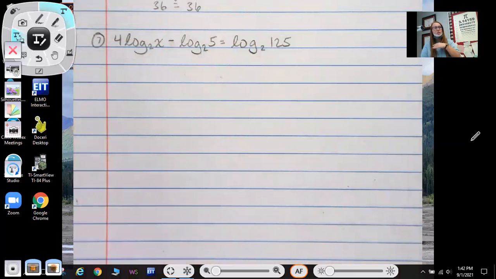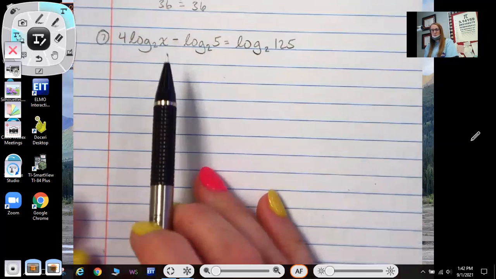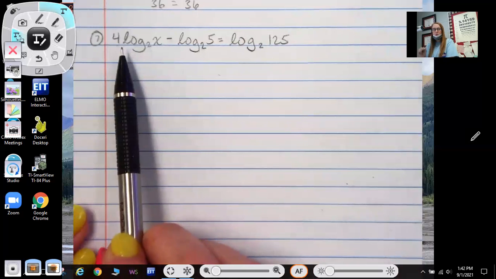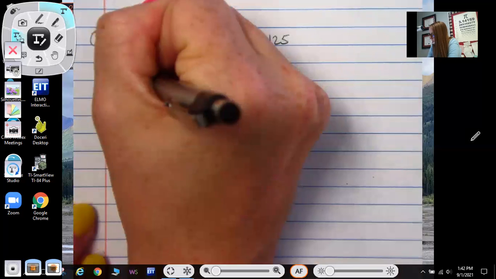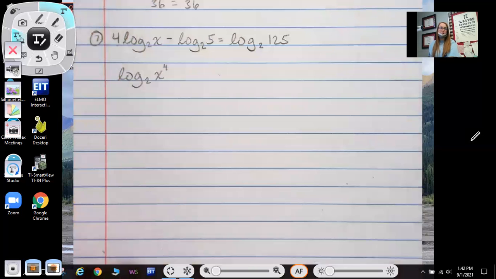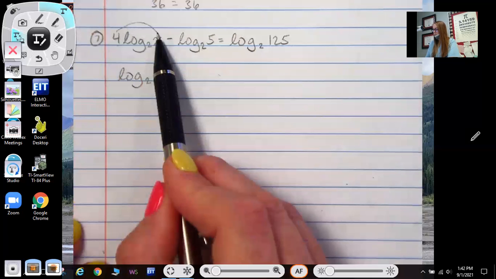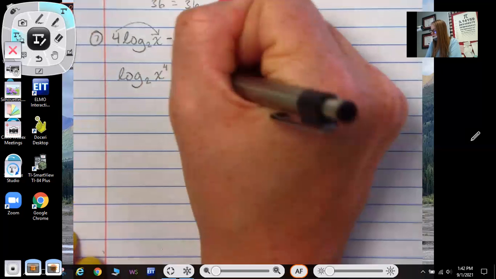Okay, so before we can use any of the other properties that we learned, there can't be any numbers in front of the logarithms. So we need to get rid of this 4 that's in front of this first logarithm. We can use the power property that says that 4 can be moved so that it becomes an exponent on the x. So all we're doing is moving this 4 so that it becomes an exponent on the x. The power property says we can do that. Everything else in the problem is going to stay the same for now.